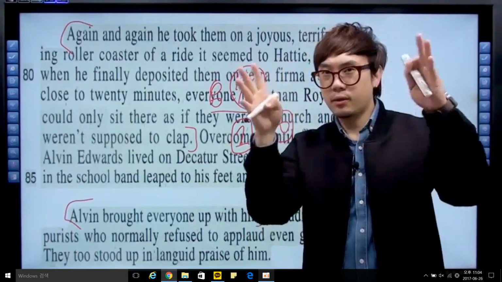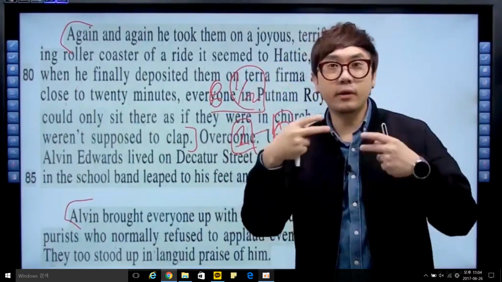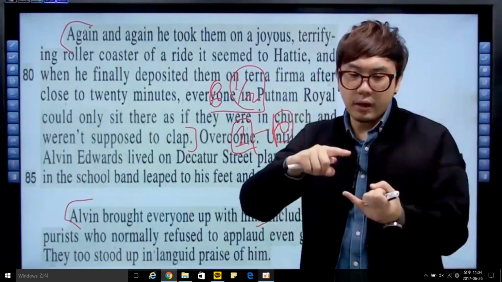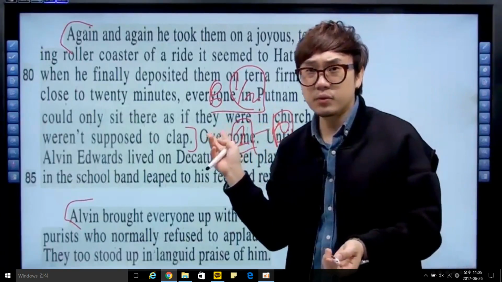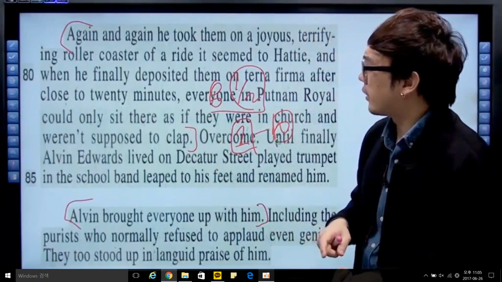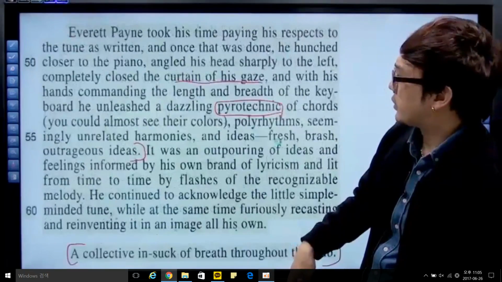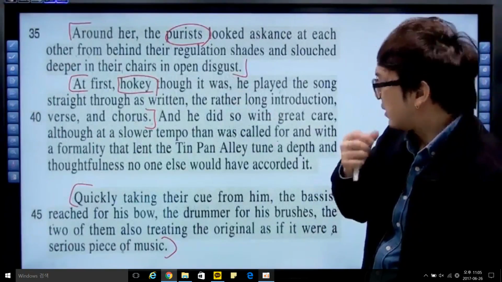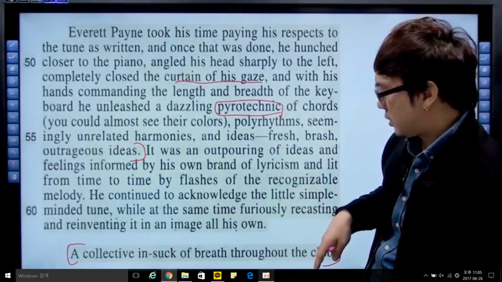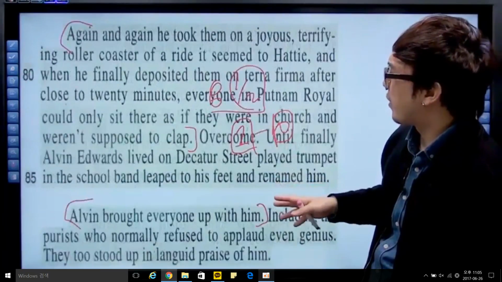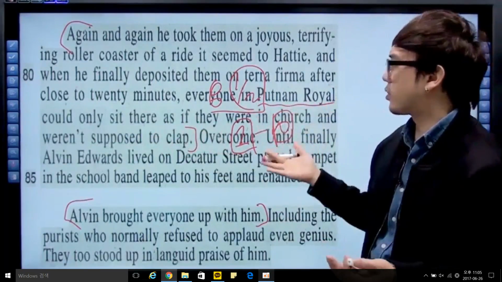You understood the overall picture of what the passage looks like, right? If you may already have something in your head, you knew the name of the club as well. It's called the Putnam Valley Club, right? I think we read it somewhere in the middle, because it says, where was it? I think it was somewhere here in the middle. I remember this, Putnam, like a club. I think it's right here: Putnam Royal could only sit there as if they were in church and weren't supposed to clap.